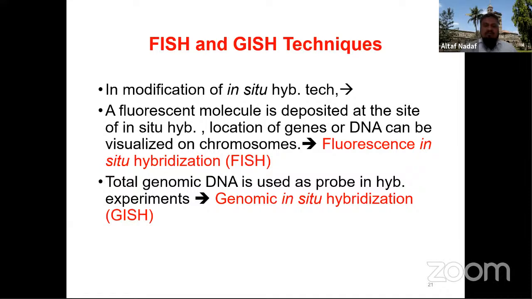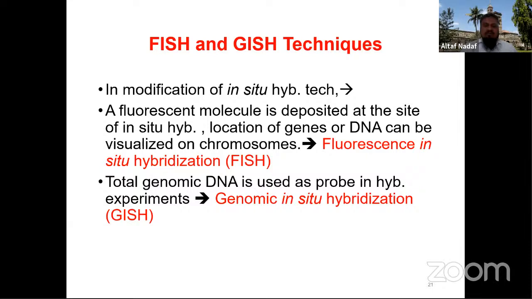Now in in situ hybridization, these two techniques have been discussed. One is FISH, fluorescent in situ hybridization, and the other is GISH, genomic in situ hybridization. In fluorescent in situ hybridization, a fluorescent molecule is deposited at the site of hybridization. Here the signal molecule is the fluorescent molecule. The site of hybridization can be the location of genes or DNA on the chromosomes, and being fluorescent, it will emit fluorescence. That's why it is called fluorescence in situ hybridization, abbreviated as FISH.